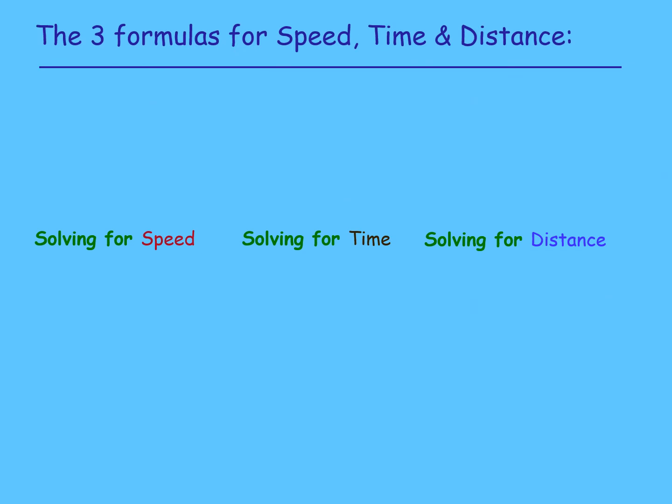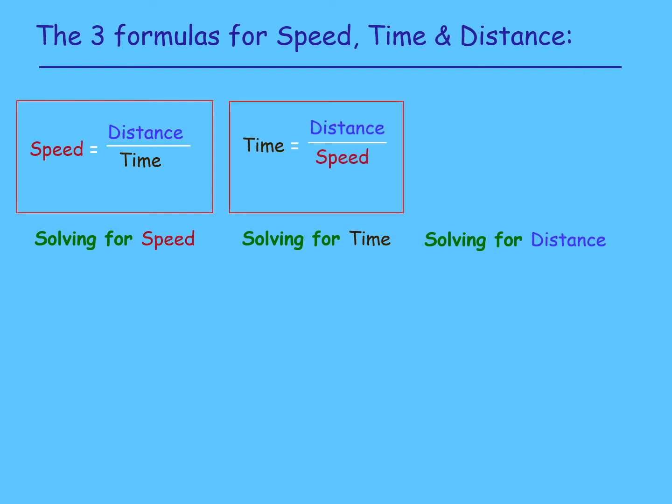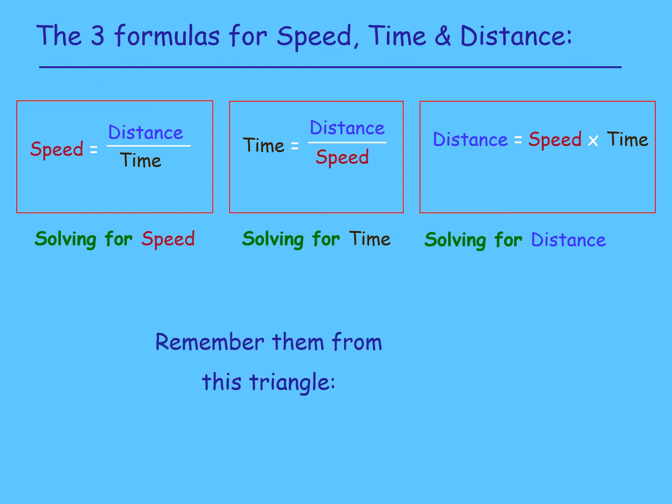The three formulas for speed, time, and distance. Speed is equivalent to distance divided by time. Time is equivalent to distance divided by speed. And distance is speed times time. Or you can also use this triangle in order for you to remember the formula of speed, time, and distance.